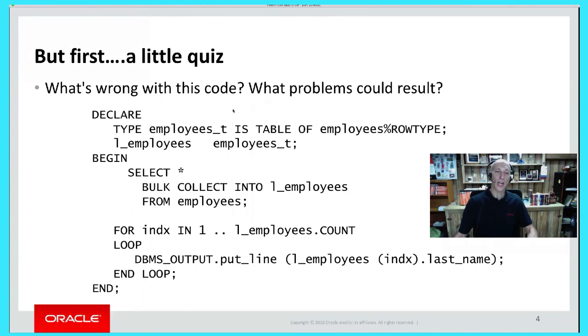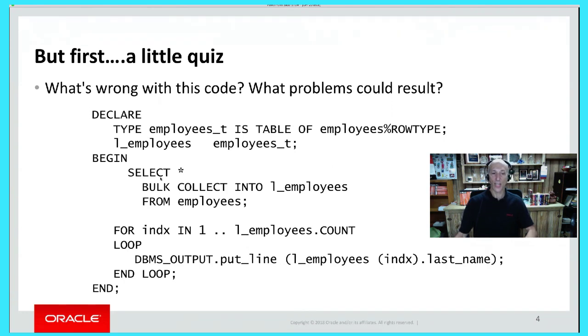I'm declaring a new type of array, a new type in the database, employees_t. Whenever you see "is table of," it's telling you that it's a nested table or an associative array. If it's a varray, then it'd say varray. And each element in that collection has the same structure as a row in the employees table. Then I declare a variable based on that type.